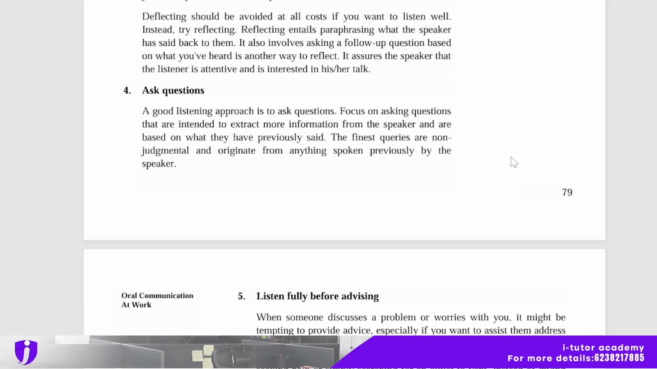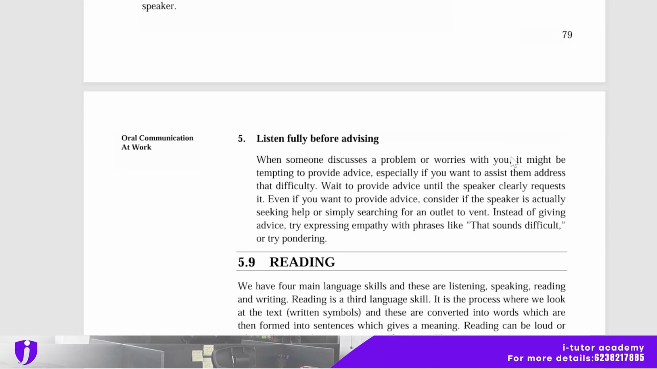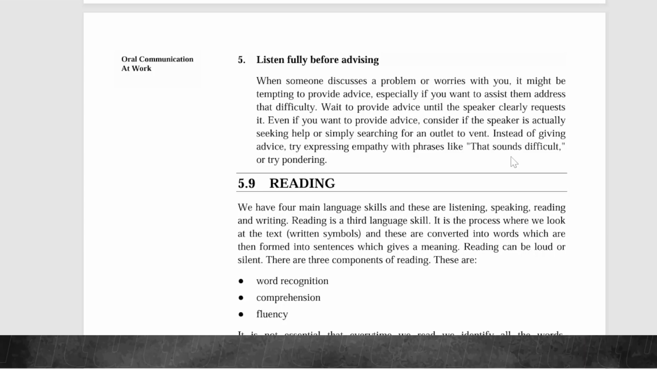have previously said. And the next is listen fully before advising. When someone discusses a problem or worries with you, it might be tempting to provide advice, especially if you want to assist them address that difficulty. Wait to provide advice until the speaker clearly requests it. And even if you want to provide advice, consider if the speaker is actually seeking help or simply searching for an outlet to vent.